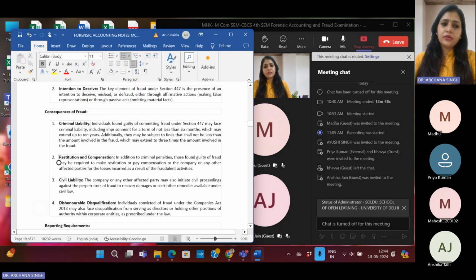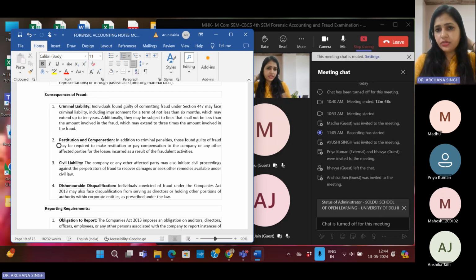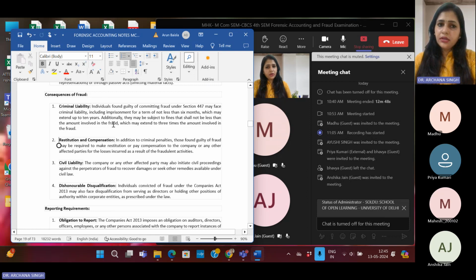Now, consequences of fraud. What are the consequences? First is criminal liability. Basically, individuals found guilty of committing fraud under section 447 may face criminal liability, which includes imprisonment for a term of not less than 6 months, that is, they get a jail sentence, which may extend up to 10 years. Additionally, they may be subject to fines or penalties that should not be less than the amount involved in the fraud, and which may extend to 3 times the amount involved in the fraud. So this criminal liability they have to face if they have committed fraud.